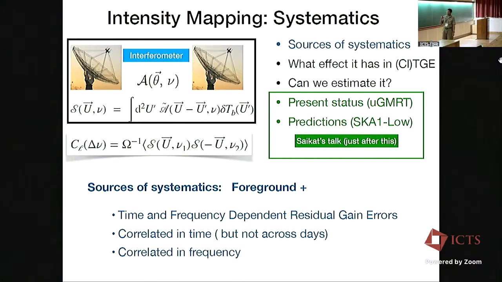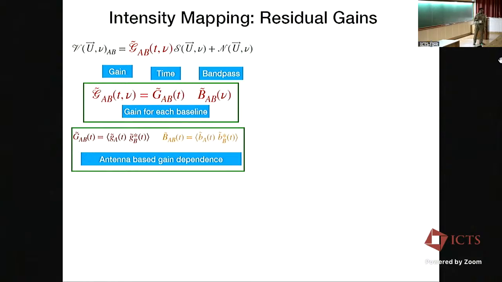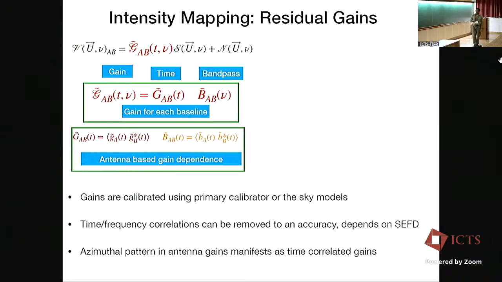The systematics comes through the foreground, but through the time and frequency correlated residual gains. And we'll try to understand analytically how these things bring the systematics. Well, I showed you this equation earlier, only that I have put in the gain, which you know is always there when you do a real observation, which is initially baseline dependent. You can break it down into a time dependent and frequency dependent part, and the actual source is the antenna based gains. What does it do?